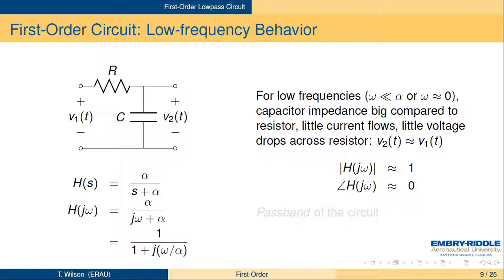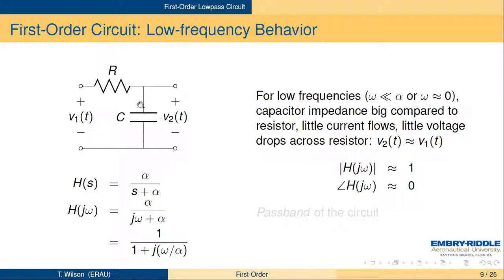Well, for low frequencies, when omega is very much less than alpha, or you can say when omega is approximately equal to 0, look at the capacitor. The capacitor impedance is 1 over j omega C. And when omega is small, 1 over j omega C is big, and so little current flows through the capacitor. If little current flows through the capacitor, then you can't get much voltage across the resistor. All the voltage is showing up across the capacitor.